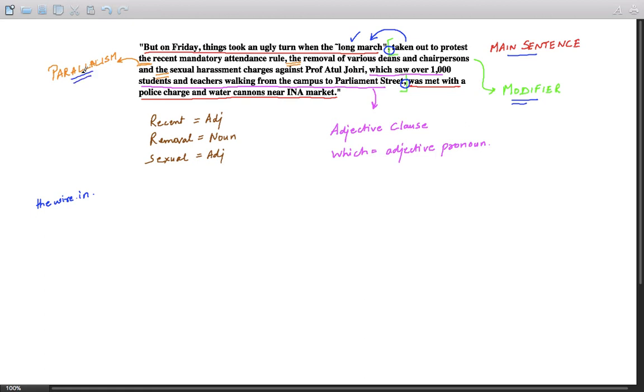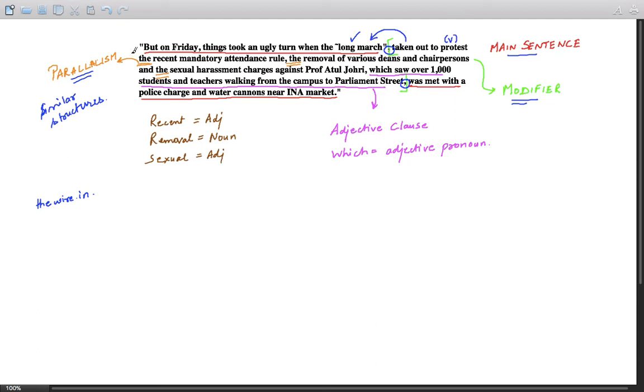What is parallelism? Parallelism refers to placement of similar structures in various elements of a sentence. So let us go through this. Taken out, the long march, which was, it should have been, taken out to protest, number one. It was taken out to protest, a verb.